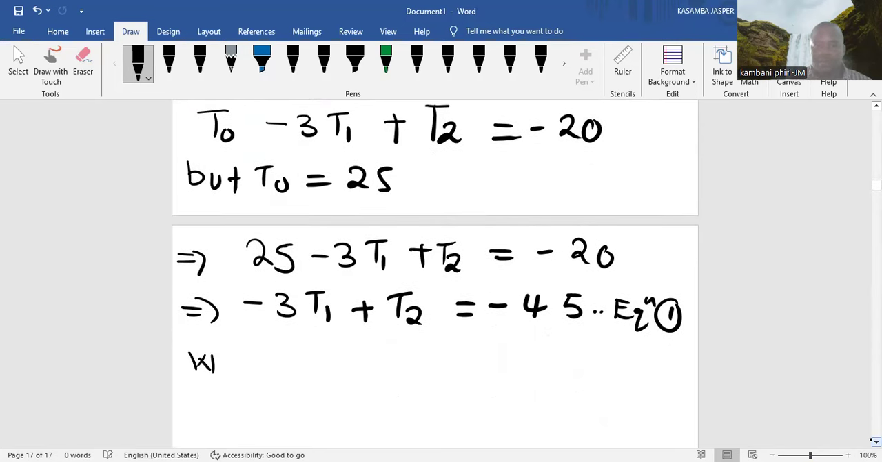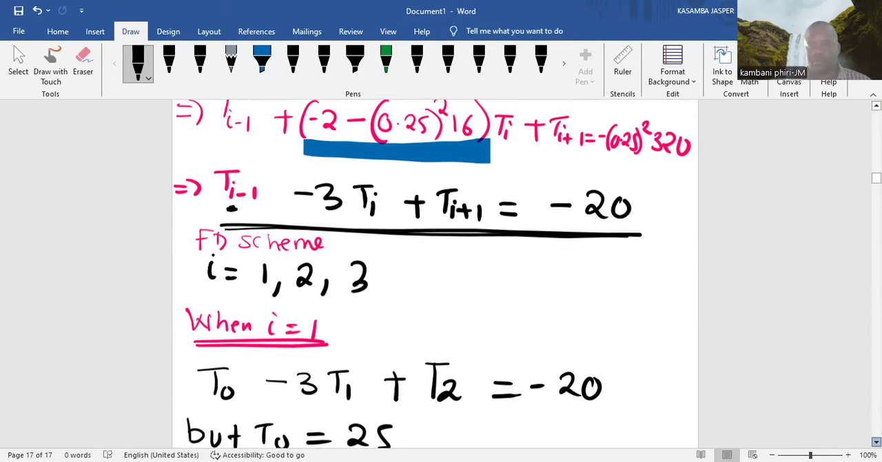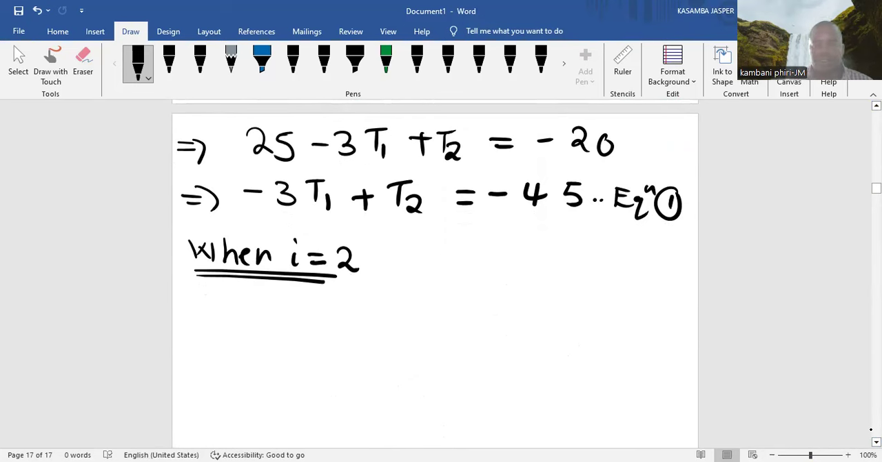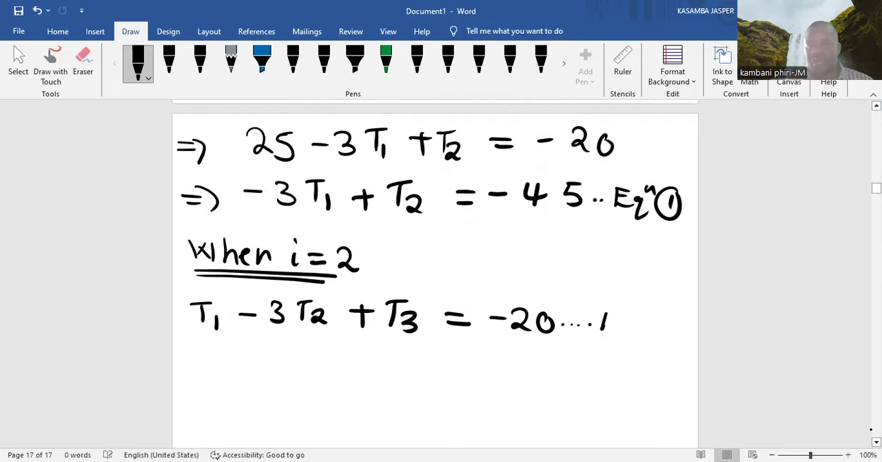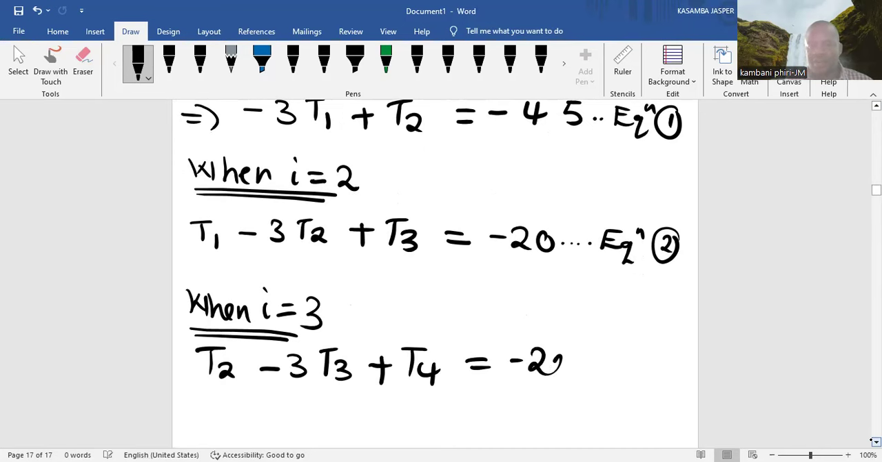Then when i is equal to 2, from our scheme, if you put 2 here, we have T1, T2, T3. So we are going to have T1 minus 3T2 plus T3 is equal to negative 20. This one becomes our equation 2. Then when i is equal to 3, it will be 3 minus 1, so we'll have T2 minus 3T3 plus T4 is equal to negative 20.